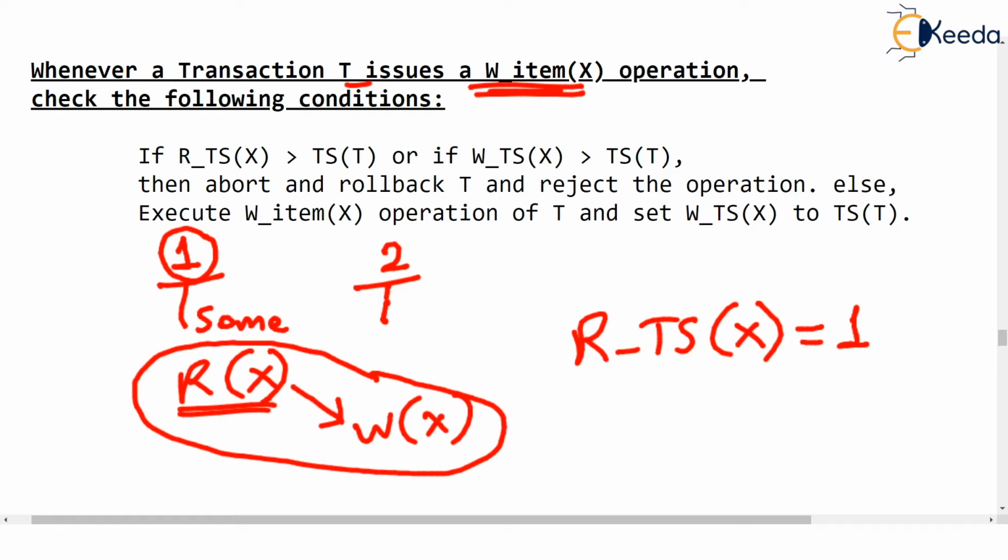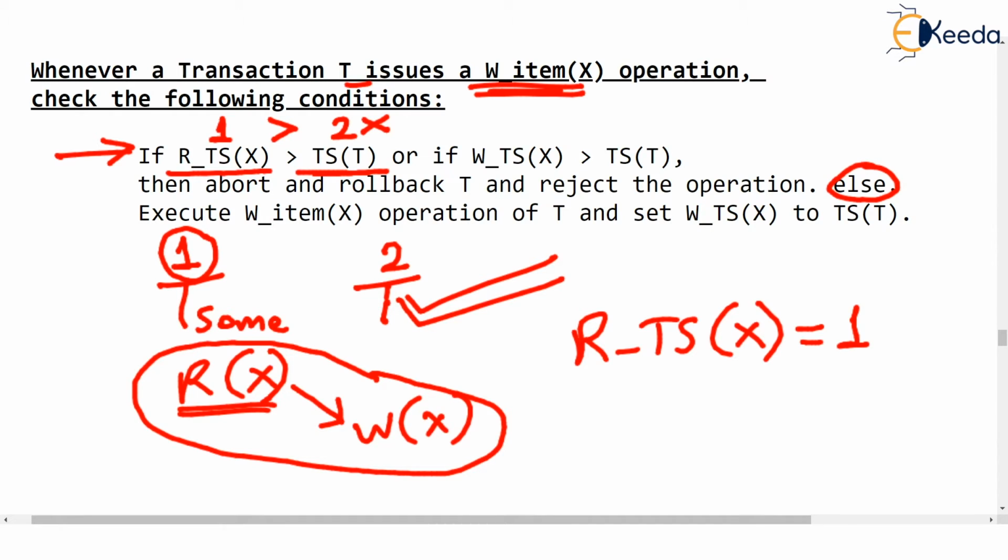Just check this if statement. What is the read timestamp of X? It is 1. Is this greater than the timestamp of T? Remember, T is the transaction which is making the write request, and the timestamp of T is 2. Now this condition is false. That means it is perfectly valid to write X by this transaction T. You can write X in this transaction. Then else gets executed as the condition is false, and we execute write item X.